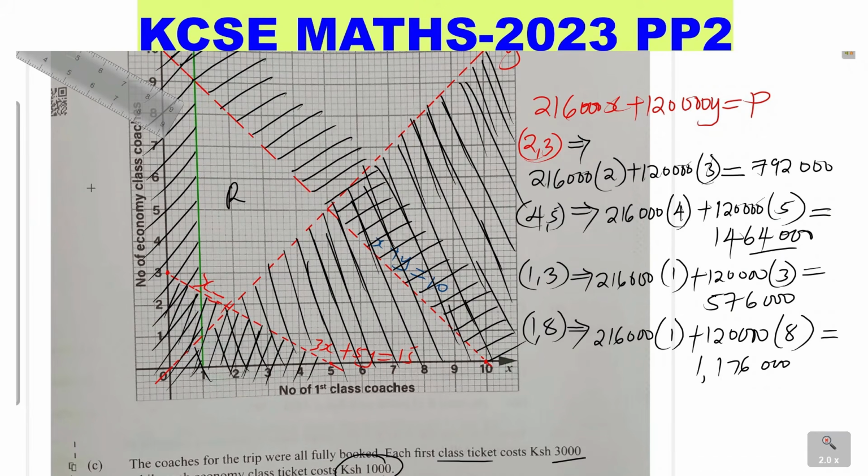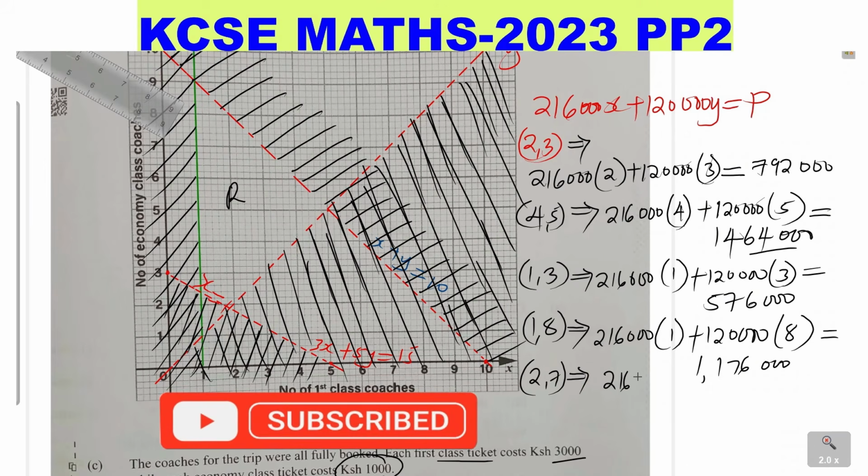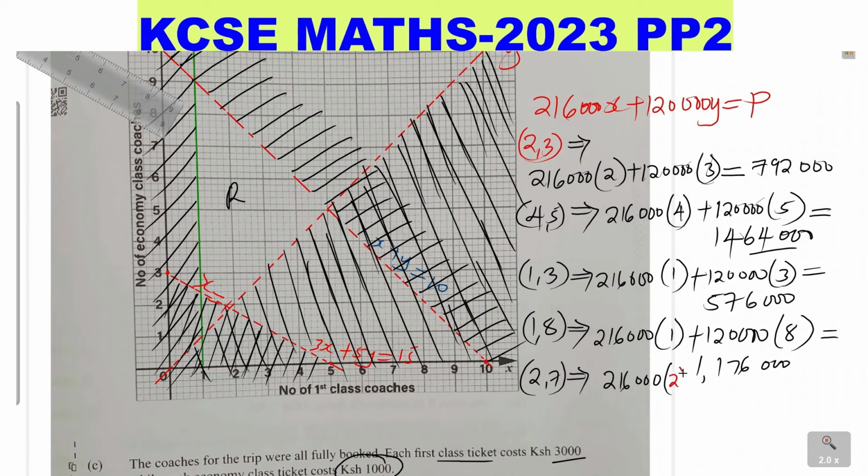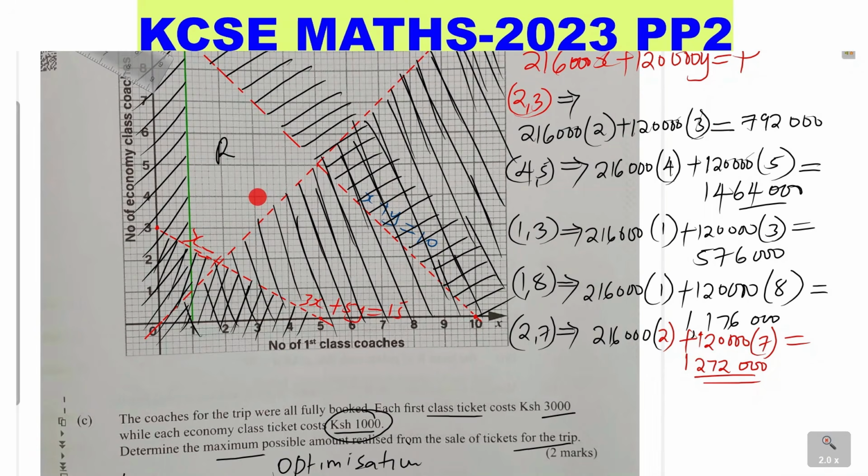We can still pick along this line here. Let's pick (2, 7), because we've picked (2, 3) on the lower side. So for (2, 7), we have 216,000 times 2 plus 120,000 times 7. That is going to give 1,272,000. So we can pick points here, (3, 4) and (3, 6).